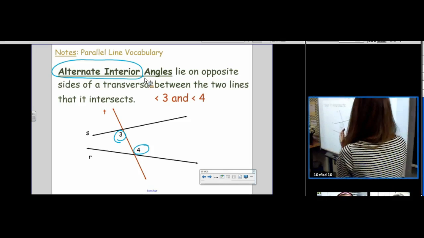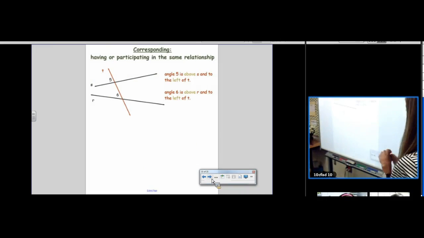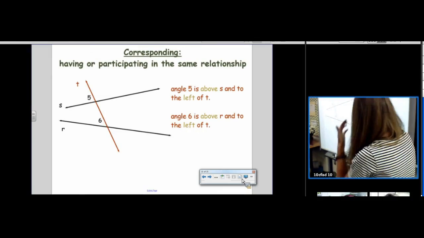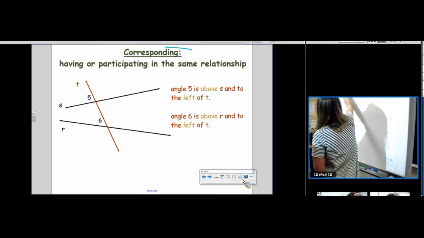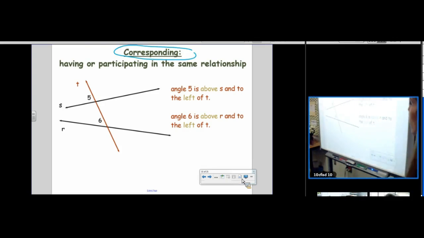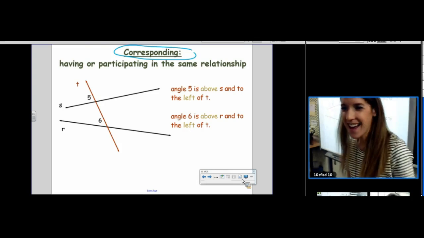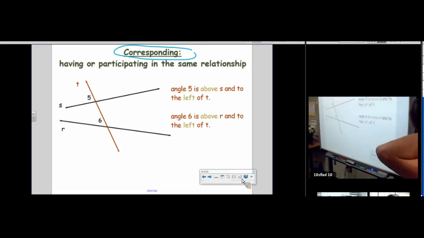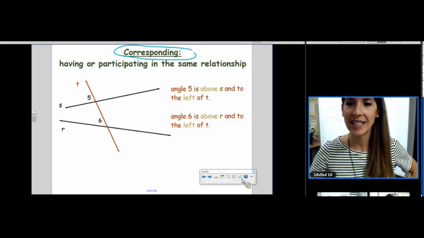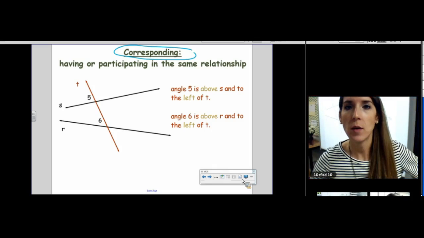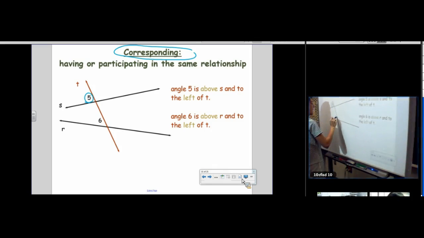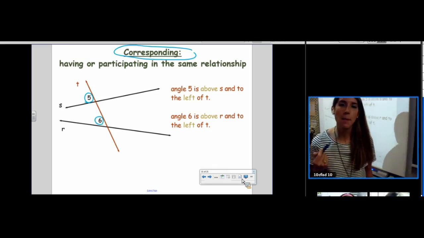Okay, this next word isn't going to fit the same formula as the other 2 words. The next word is going to be corresponding. You don't have to write it down yet. I want you to say that word out loud. Corresponding. Say it to yourself or out loud. Corresponding. Okay. So, in the dictionary, corresponding means having or participating in the same relationship. So I wanted to show you that angle 5 and angle 6 have the same relationship.